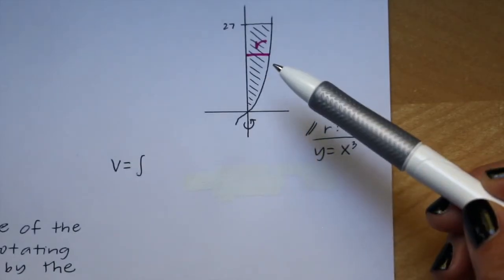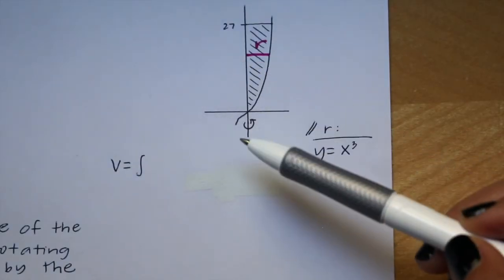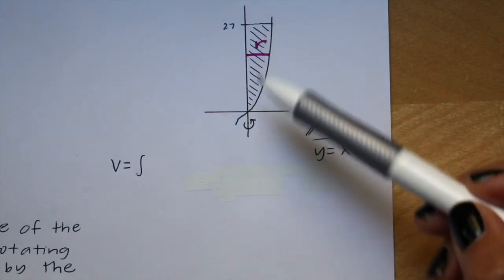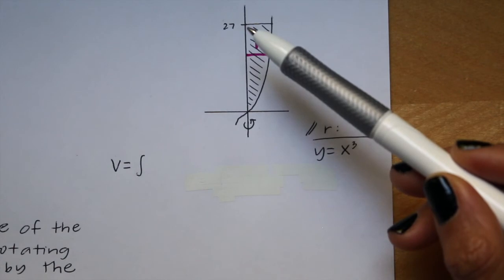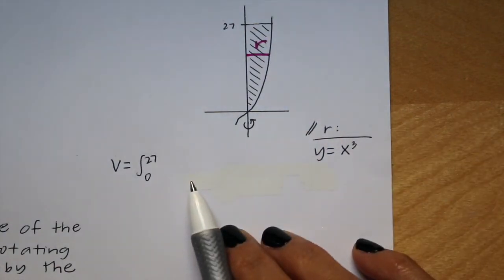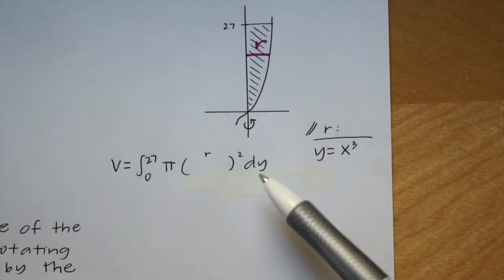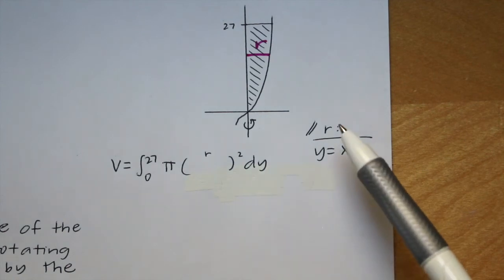Like I mentioned before, this is a dy problem. So as far as your limits go, look at the shaded region, and in the y direction you go from 0 all the way to 27. Then your formula is pi r squared for the disk method, and make sure to write dy at the end.